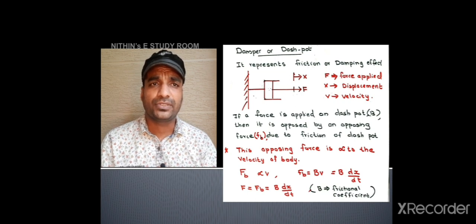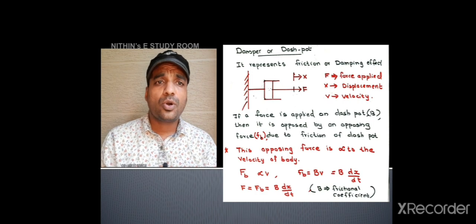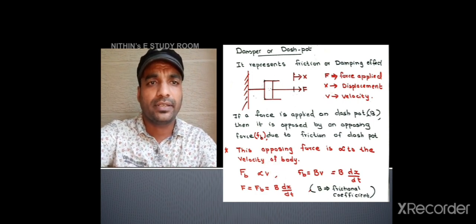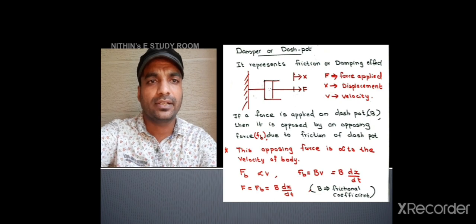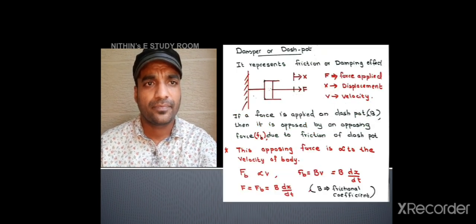We can simply replace v. v is nothing but velocity, which is equal to the differential of displacement, dx by dt. So, Fb is equal to b into dx by dt. This is the conclusion of the second case. Okay. Mass and dashpot are over.